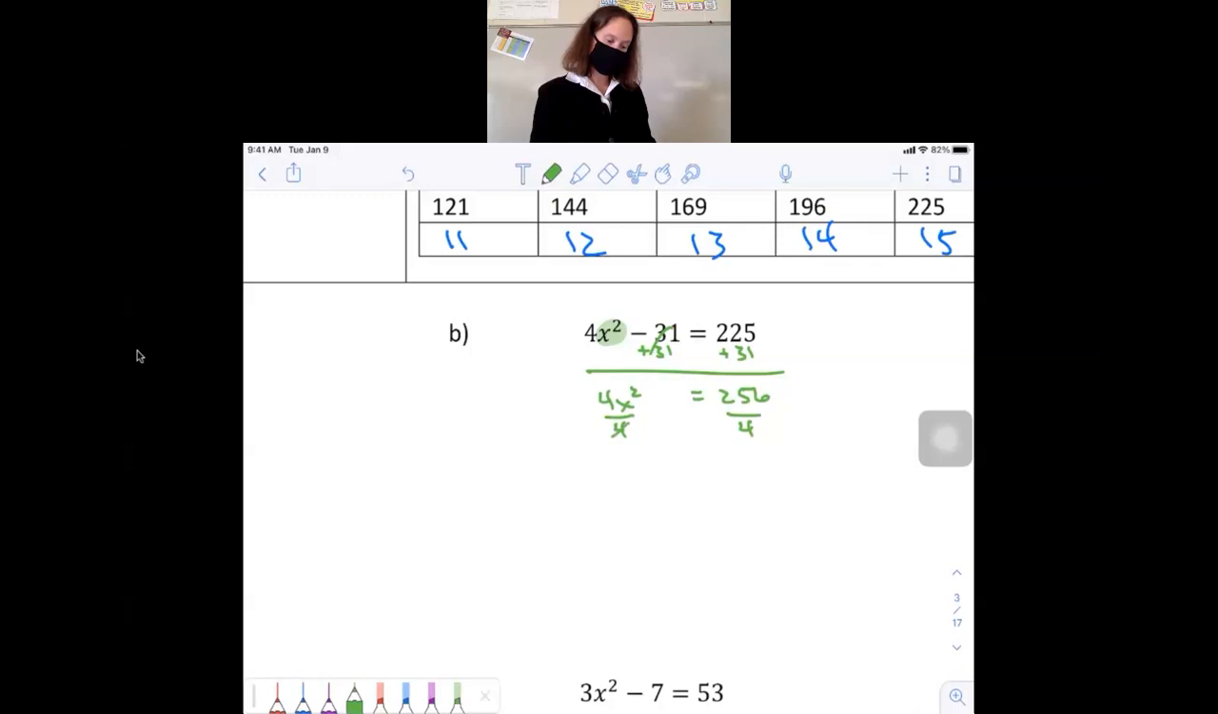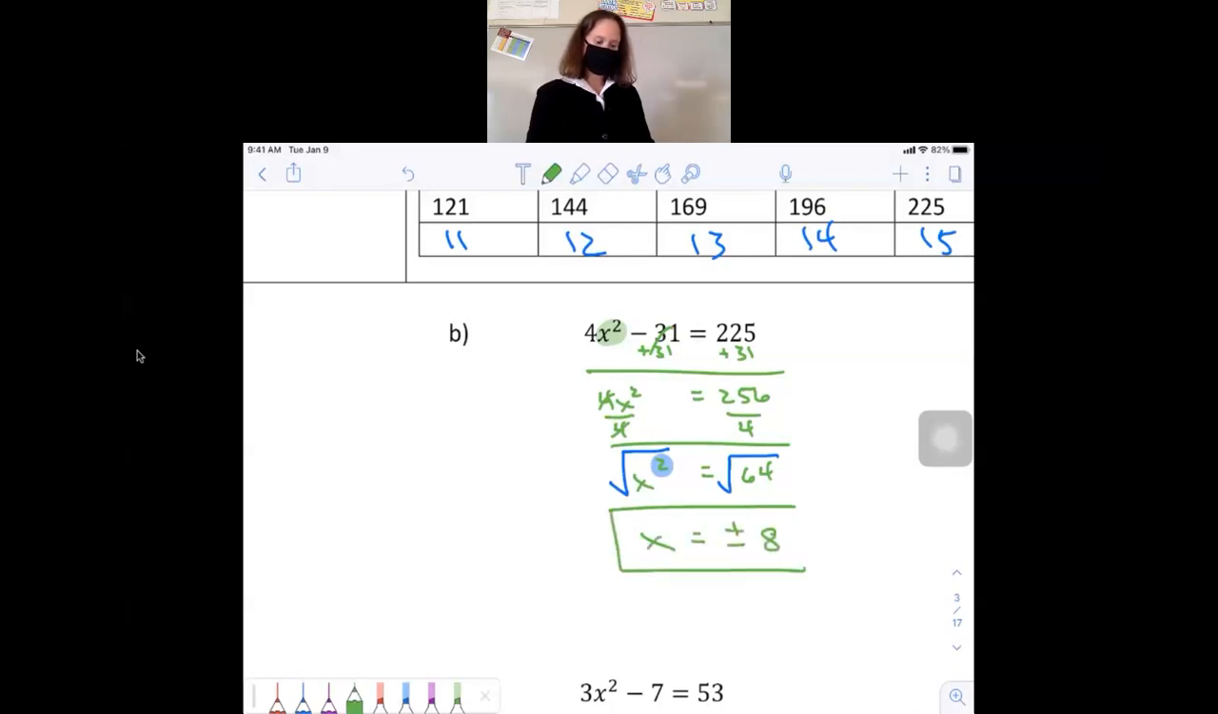225 plus 31 is... x squared by itself yet? Let's get rid of that 4, so let's divide both sides by it. Now, Sophie, now to get rid of this little itty bitty squared exponent, square root cancels out. So what's my final answer?